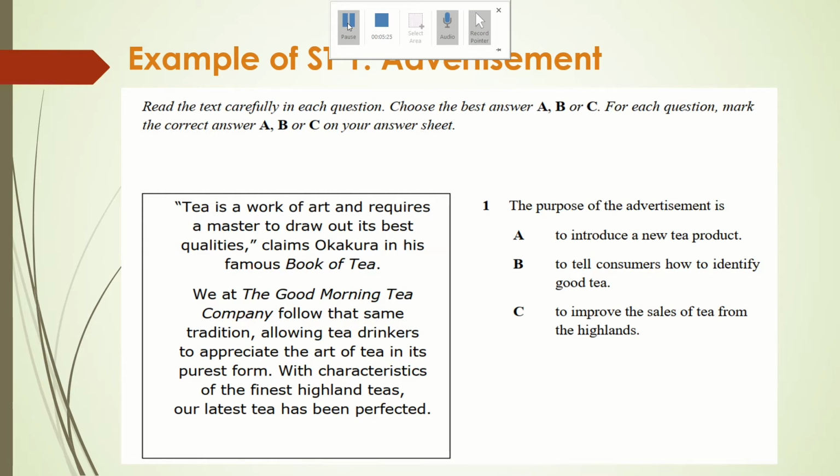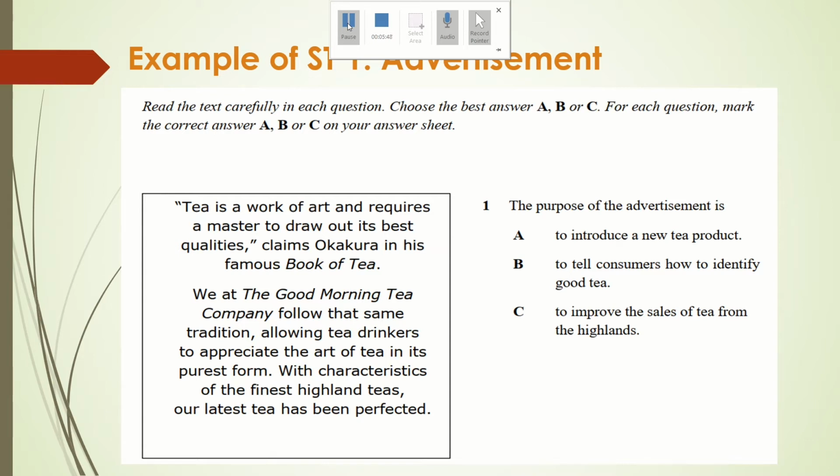Alright, tea is a work of art and requires a master to draw out its best qualities. Okay, this doesn't mean anything. It doesn't show how to identify good tea here as well. Okay, C, to improve the sales of tea from the highland. Here it doesn't really talk about any sales and any improvement that needs to be done.